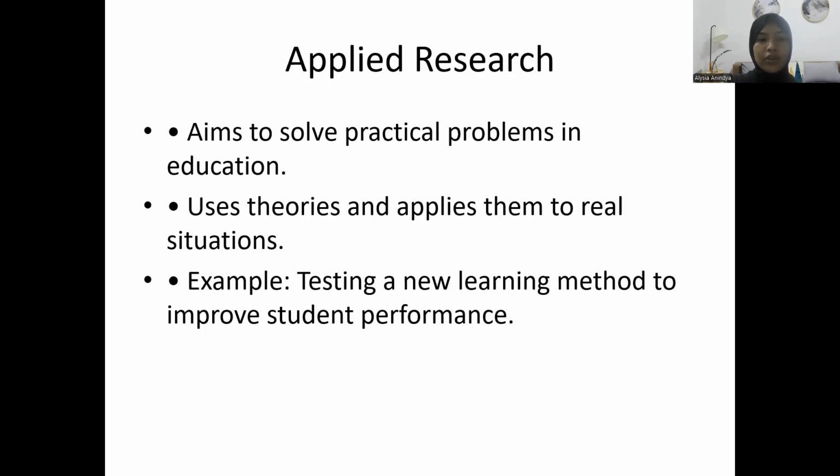And next is applied research. So it is different from basic research. It takes the knowledge and then applies it to real-world problems. So we get the knowledge and also try to solve the problem in education. The example of this applied research is testing a new learning method to improve student performance.